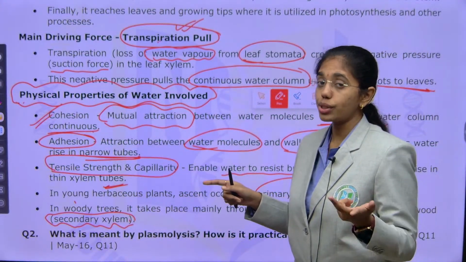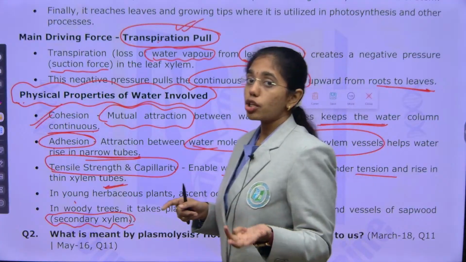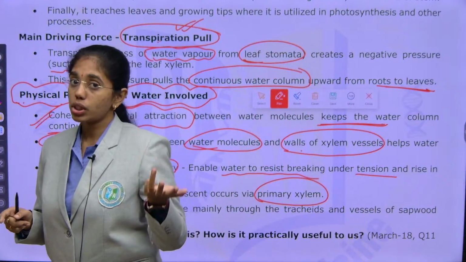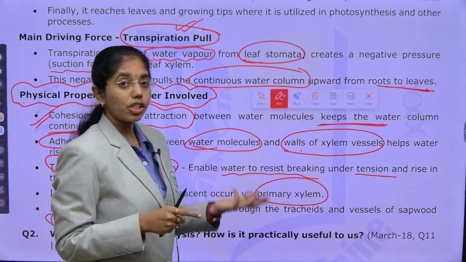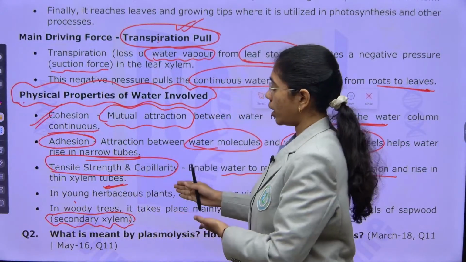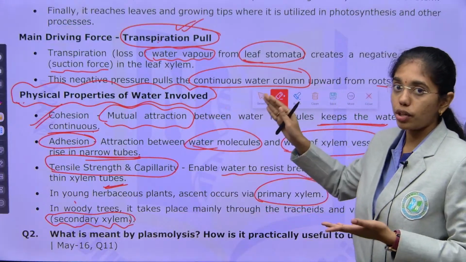capillarity of tracheids and vessels, and how the ascent of sap is driven by xylem vessels, primary xylem in herbaceous plants and secondary xylem in woody trees. This is how you have to present your answer.